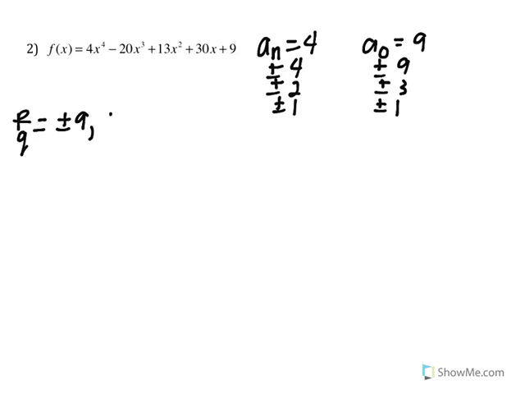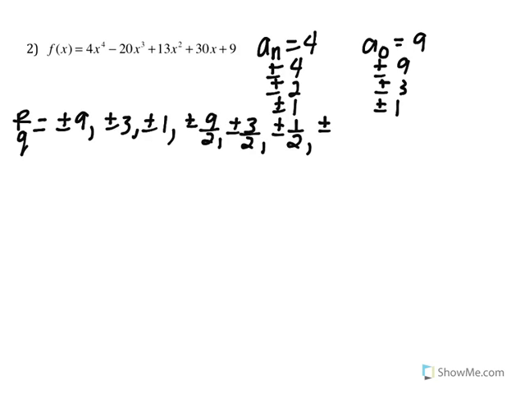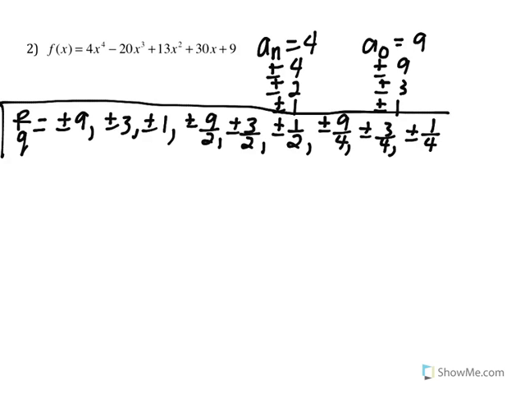I'm not going to put the over 1 here. 3 over 1 and 1 over 1. And then you'll have 9 over 2, 3 over 2, and 1 over 2. I like to just go in order of the dividing, just to make it easier so you don't skip anything. 9 over 4, 3 over 4, and 1 over 4. This is a lot of factors to check without having the assistance of your calculator. So those are all the possible solutions.